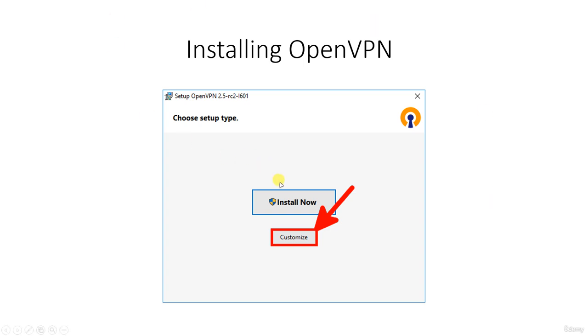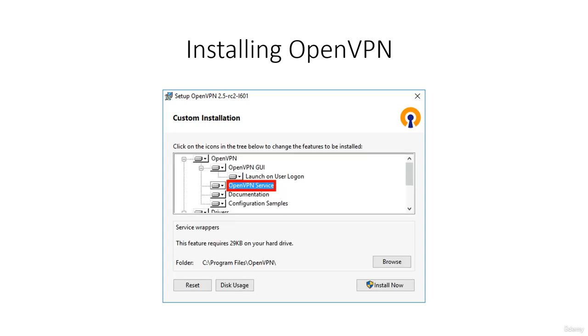You don't need to click install, you need to click customize, because you need to customize something in our OpenVPN service. If you want to install OpenVPN as a server, we need to choose customize, otherwise you cannot use OpenVPN as a server. Then click this OpenVPN service, because we need to enable it in order to make it work at boot.